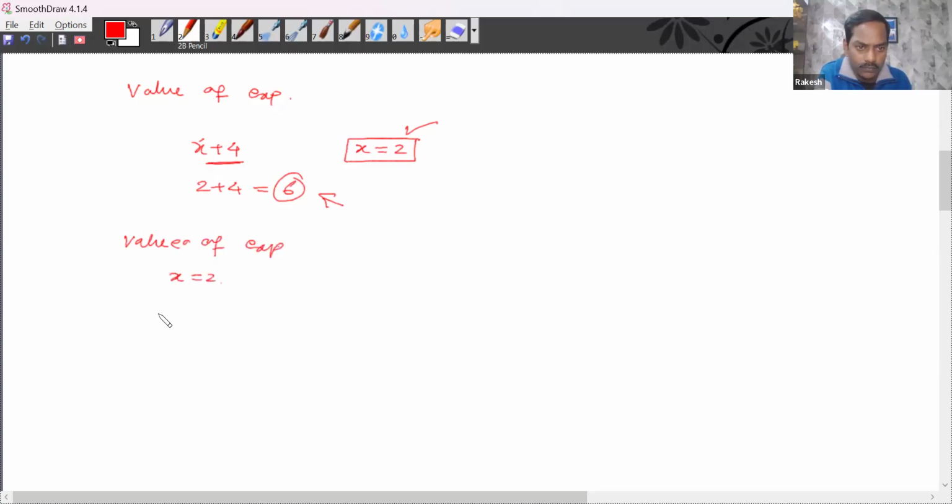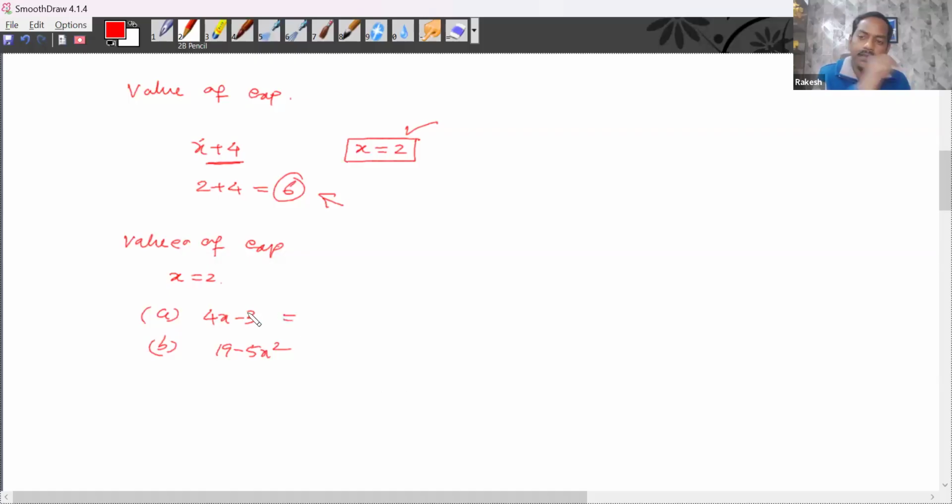So find the value of the expression for x is equal to 2. I'm just giving a few examples. Say 4x minus 3 and say 19 minus 5 of x square. Just pause the video and do it. You will not be taking more than a minute. Okay, I hope you must have done it and you'll be getting the right answer, I'm sure.